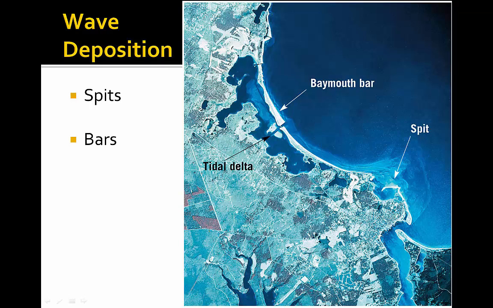If beach drift moves sand to an area where there is no land, a spit will form. Eventually, the spit may reach land again, forming a baymouth bar, often just called a bar.